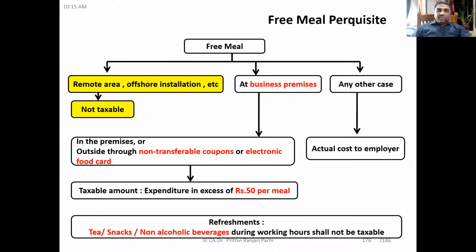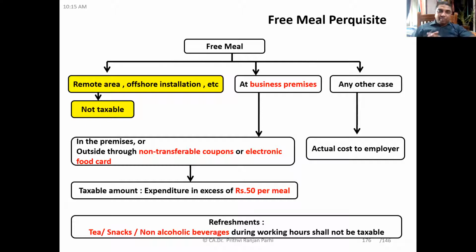So remote area and offshore installations are fully exempt, not taxable. At the business premises, it is exempt up to rupees 50. Beyond that, it will be taxable. In any other case, the actual cost incurred by the employer will be the value of the perquisite. So in any other case, there is no exemption, nothing is free. It will be taxable.